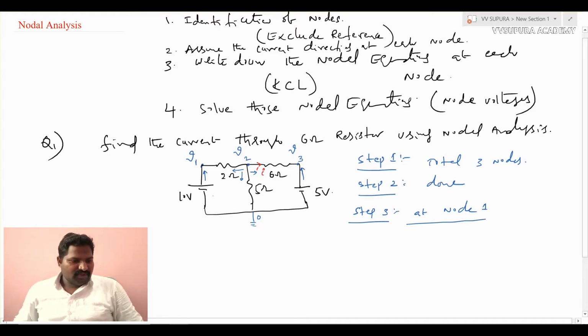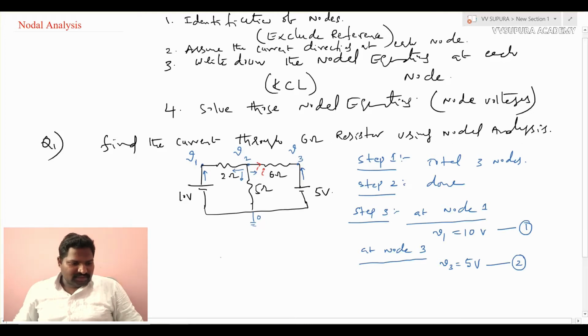So at node 1, we have only one voltage source, V1, which is nothing but 10 volts. So at node 1, what is the voltage V1? That will be equal to 10 volts. That is V1 equal to 10 volts. That is equation number 1. And at node 3, I will first write node 3, it is easier. At node 3 the voltage is V3, which is connected to 5 volts. That is V3 is equal to 5 volts. That is equation number 2.